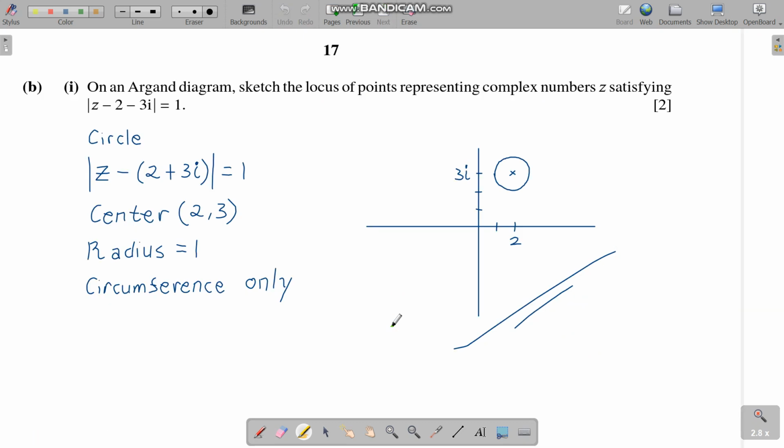And now the locus, we have the absolute value of z only on one side. This is a circle, and to identify the center of the circle we use the z − z1 form. So z minus this, and if you open up the brackets, −2 − 3i, you should get exactly the same. And the center is therefore (2, 3), the radius is 1, and equals means we only use the circumference. So label the center of the circle, make sure the radius is 1, we get the final answer.